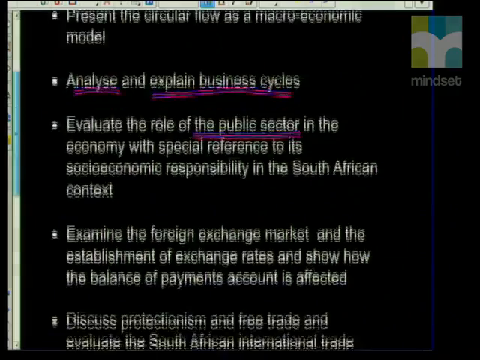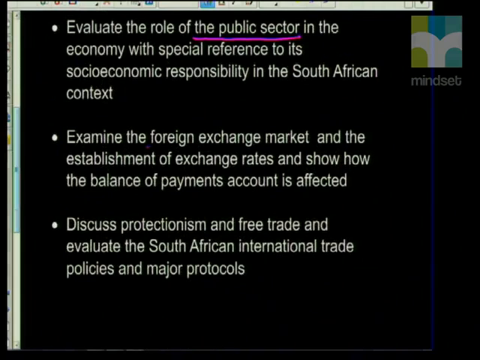We also have to examine the foreign exchange market, establish how exchange rates are established, and show the balance of payments account. This is very important in this particular section of macroeconomics. Lastly, whilst we talk about the foreign exchange market, we should be able to discuss protectionism and also free trade. How do the 2 overlap each other? Why must we have protection or must we have free trade?